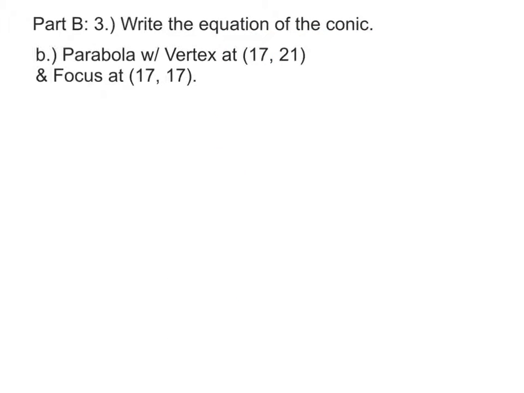But how about a parabola with a vertex at 17, 21, and a focus at 17, 17? Well, since we know that it's a parabola, that's going to be 4c times either x or y is equal to the other one being squared. But I don't even really know what's going to come first, the x's or the y's. So it's a good idea to come up with at least a sketch of what's going on.